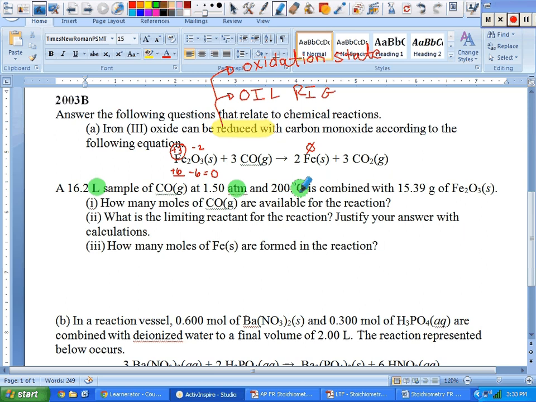Now, do you agree that everything they've given you so far has just been for one particular compound? It's been just for carbon monoxide, right? Then they flip gears and they change it on you. And they tell you you have 15.39 grams of that iron 2 oxide. Okay? You agree right there? Question 1. How many moles of carbon monoxide are available for this reaction? So the specific question they're asking for, do you agree, is moles of CO? What pieces of data are you going to use for this question?